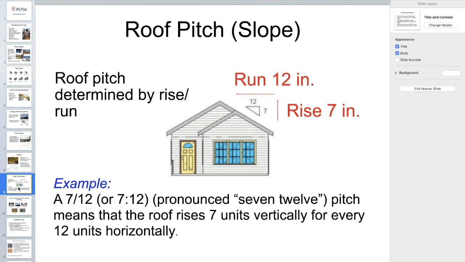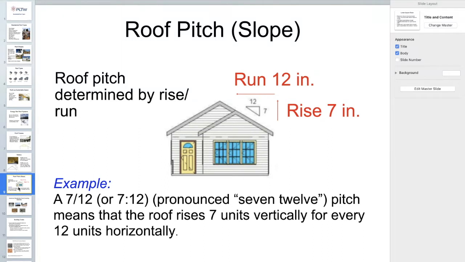When we talk about roof pitch, this refers to the slope of that roof. We have two things we talk about when we do this: rise and run. So how far it rises over the distance that it travels horizontally in its run. Rise is vertical, run is horizontal.